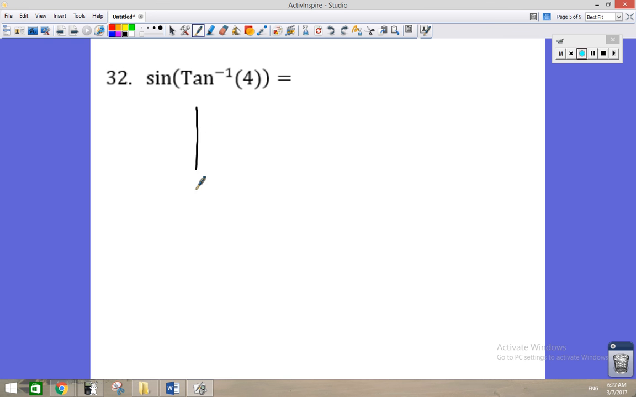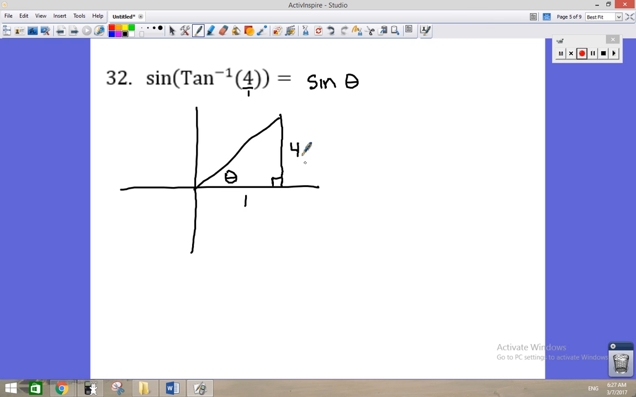Inverse tangent, it's positive, so it's going to be in quadrant 1. Let's make this 4 over 1. 4 squared is 16, plus 1 squared is 1, and 16 plus 1 is 17. The hypotenuse then would be the square root of 17. And the sine of theta, oops, that would be cosine, 4 over the square root of 17 if I rationalize that. So there's our final answer for 32.